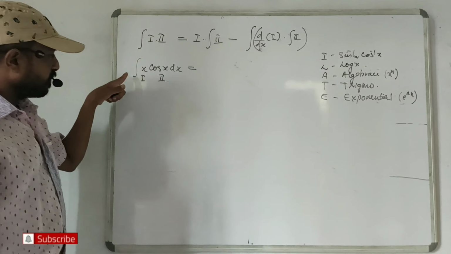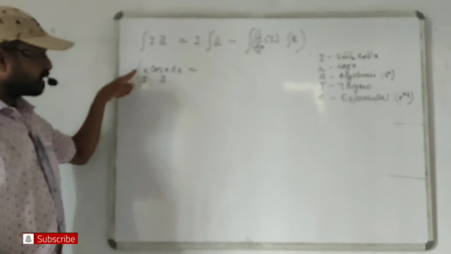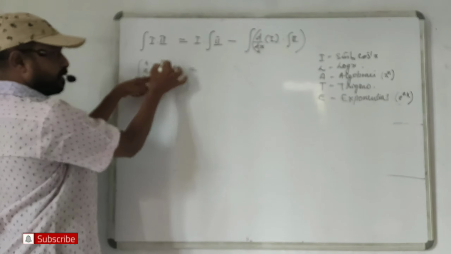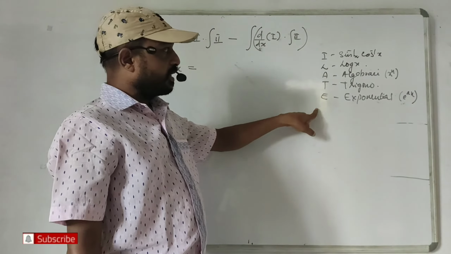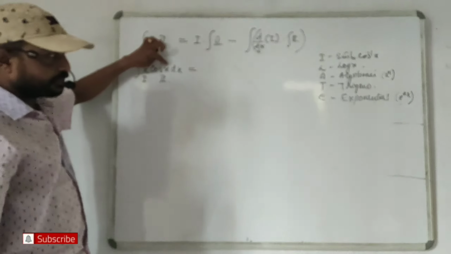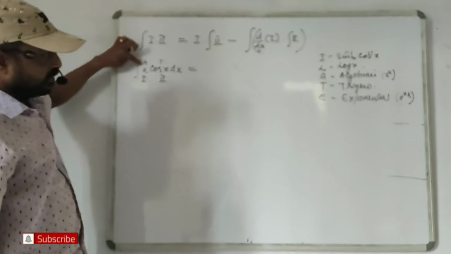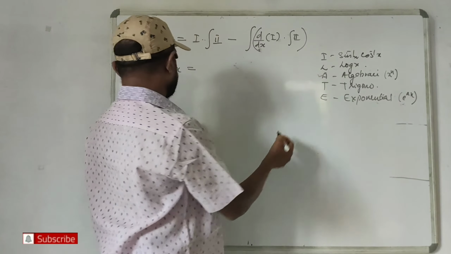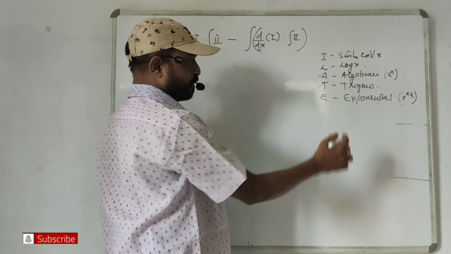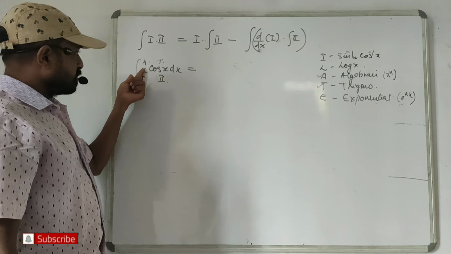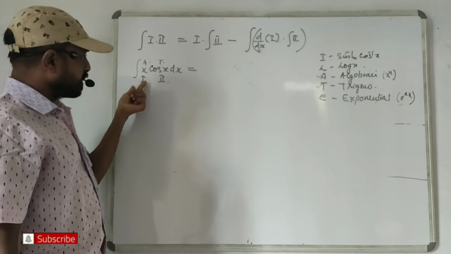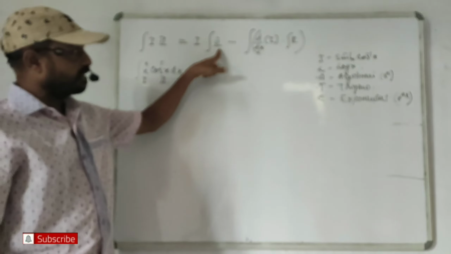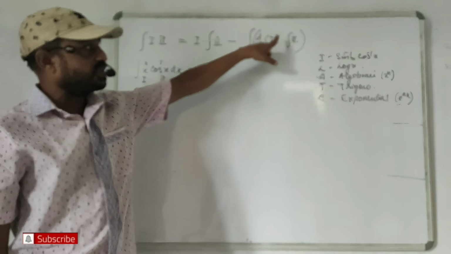So here we are given integral x cos x dx. What is x? x is an algebraic function. And what is cos x? Cos x is a trigonometric function. So in ILATE, first comes A and then T. So A comes first, so it is taken as the first function. A comes first and T comes next to A. So x is taken as the first function and cos x is taken as the second function. So what is the rule? First into integral of second minus integral of derivative of first into integral of second.